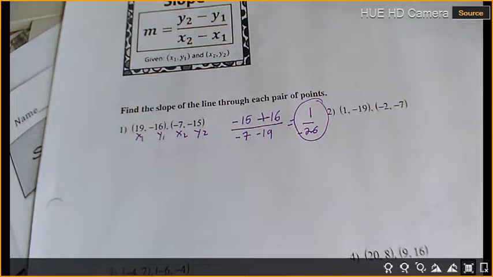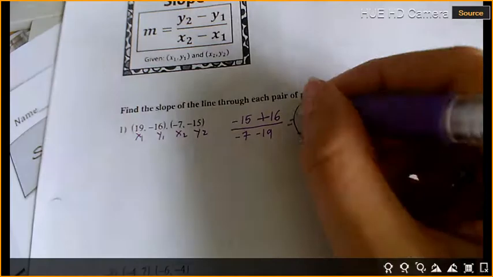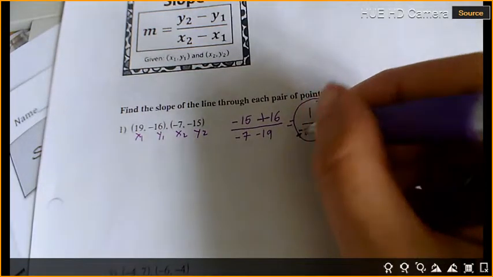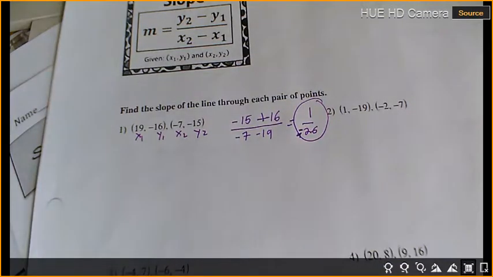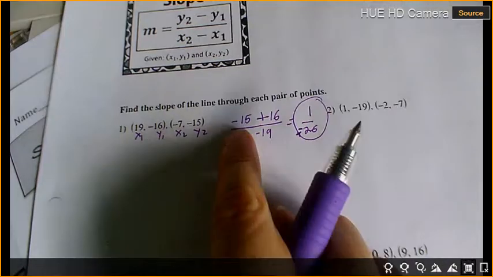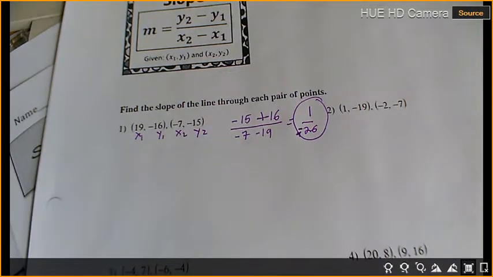Is that 1 over negative 26? Yes, it is. How do you put that in the calculator? You don't put it in the calculator because you would be graphing this. This would be a slope, so you want it to be a fraction. You don't put it in the calculator. You do the top part all by itself and then the bottom part all by itself.